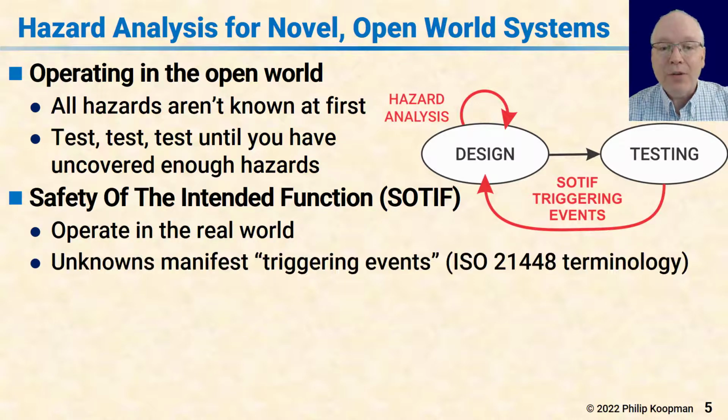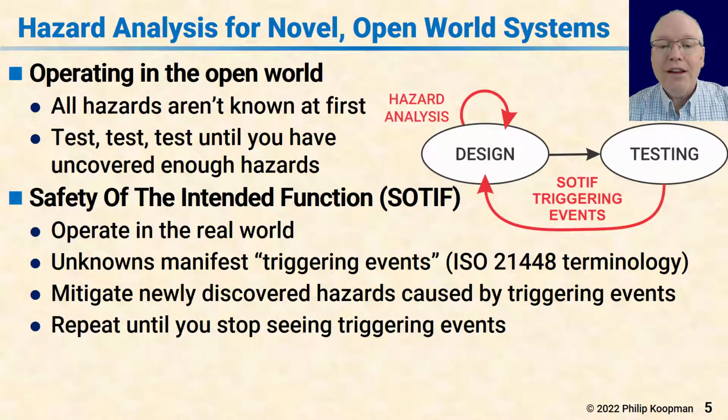So you operate in the real world, you look at the unknowns, which manifest as what are called triggering events. ISO 21448 is the automotive standard for SOTIF, which says operate until you encounter something you haven't seen before, an unknown unknown. And when that happens, it's a triggering event. Feed it back into your design, do the hazard analysis now that you know that's a hazard, mitigate it, and then repeat until you stop seeing triggering events.